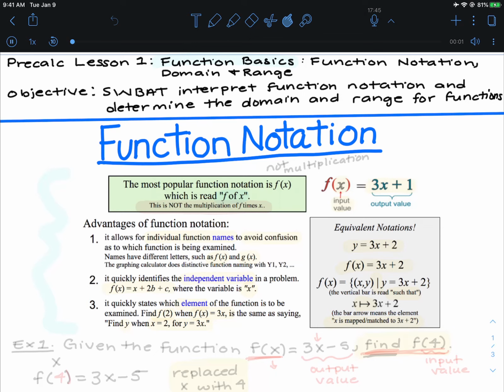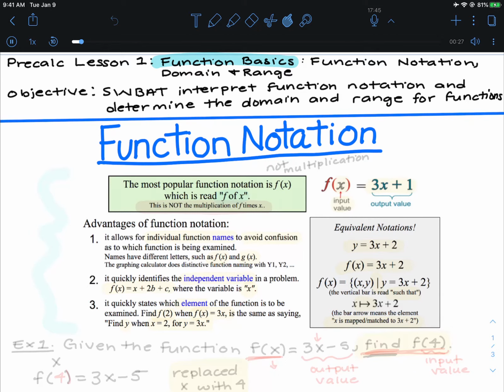Okay guys, so we are officially done with all of our algebra lessons, and we're going to go ahead and go into some pre-calculus topics. So for today, we are going to be with lesson 1, and we are going to be talking about function notation, domain and range, right? So this will be identified as the function basics.